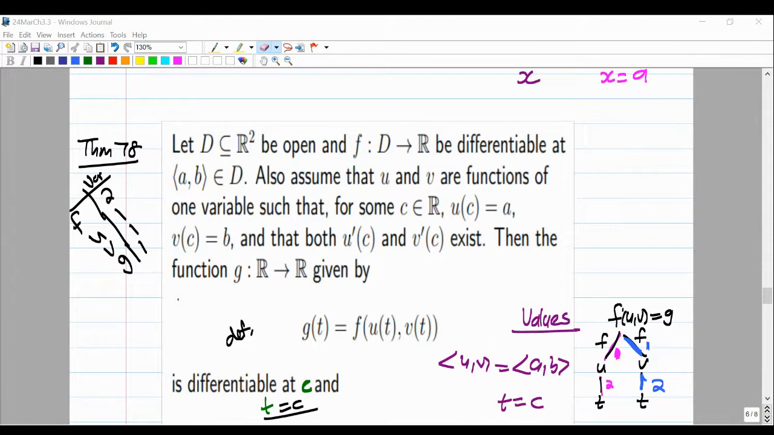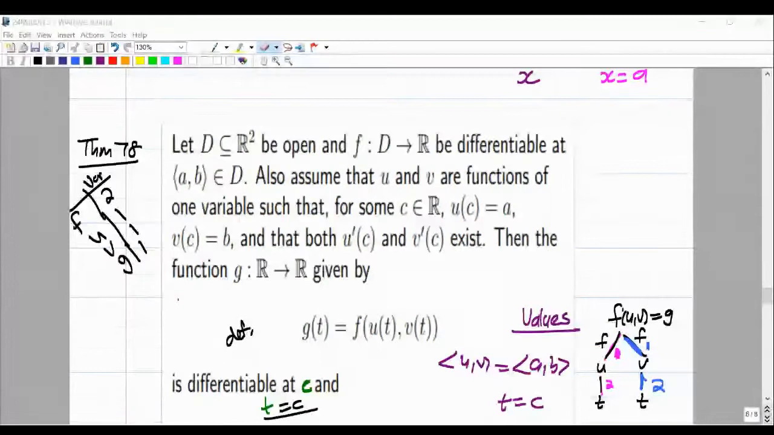All that I'm doing is, with functions f, u, and v, I form a new function g in this manner. And here's my tree diagram. g is made out of u and v, and u is a function of t, and v is a function of t.